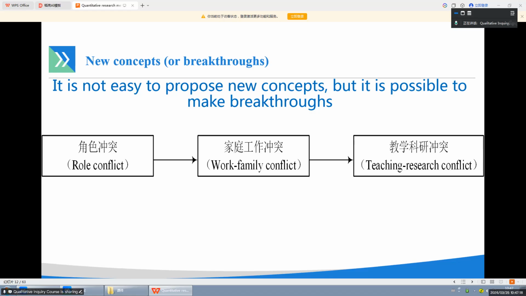General self-efficacy, domain-specific self-efficacy. This is progress, right? We may not be so intelligent like Bandura, proposing this important concept of self-efficacy. Maybe it's too challenging for us, but it's possible for us to propose academic self-efficacy, like research self-efficacy, right?